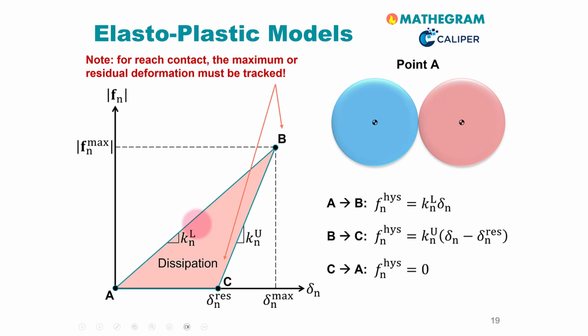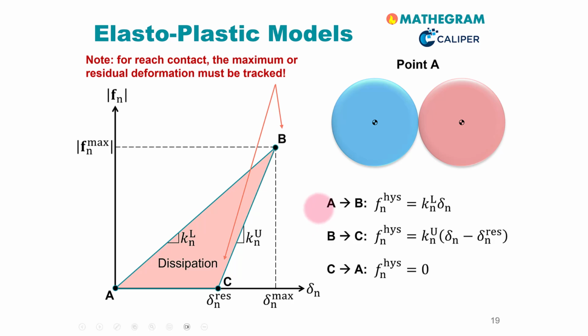Finally, I would like to stress again that for each contact between particles or a particle and a wall, we must save the information on this maximum overlap delta n max or the residual overlap delta n res. And this requires simply more memory in our computations. Summing up, the shown hysteretic elastic force model here requires a little bit more memory.